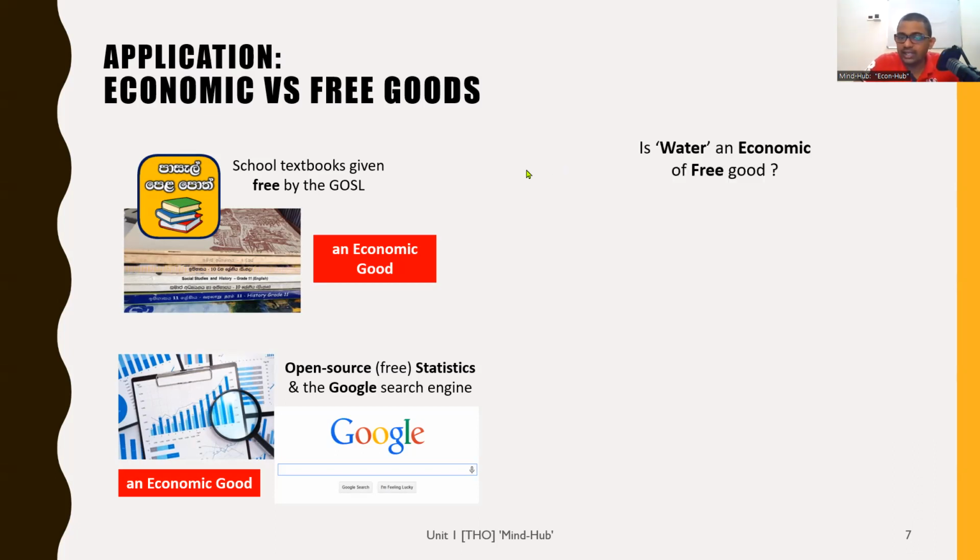Is water an economic or free good? That's a question. Is water an economic good or a free good? What do you think? Okay. Some of you are saying both. Some of you are saying economic.